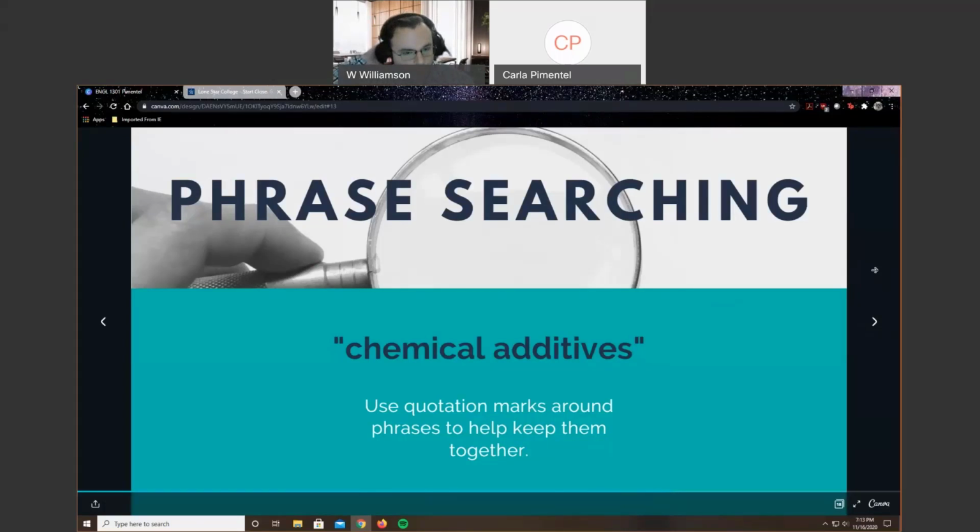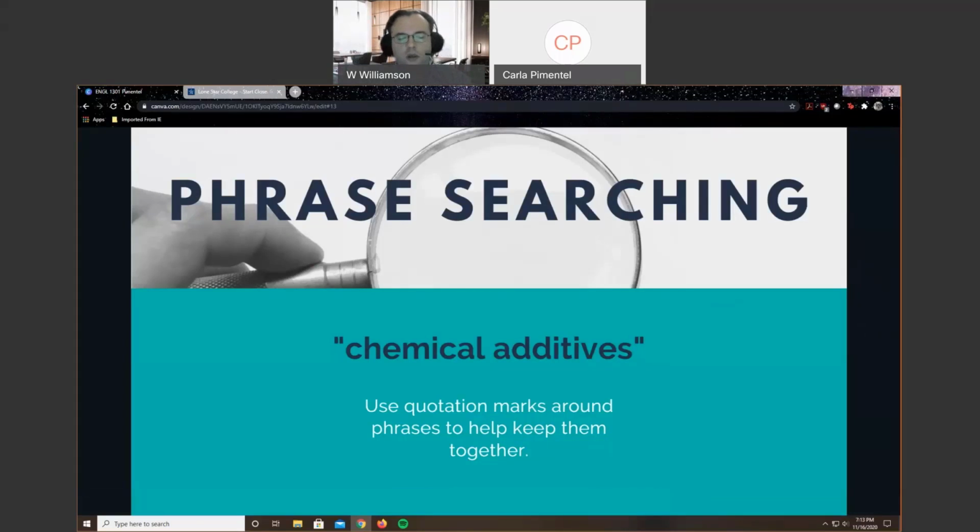Okay, another tactic you can use is phrase searching. And this is important because if I were to put chemical additives into a database search bar, it's going to search for each of those words separately. Now, it will look for articles that have both those words, but they may not necessarily be together next to each other, and that could drastically change the context. So if you put them in quotations, it's going to tell it to treat this as a phrase. Look for this as if it's one word. And it's going to look through articles and find instances where these two words are together as a phrase to make sure that the relevance of the articles is increased.